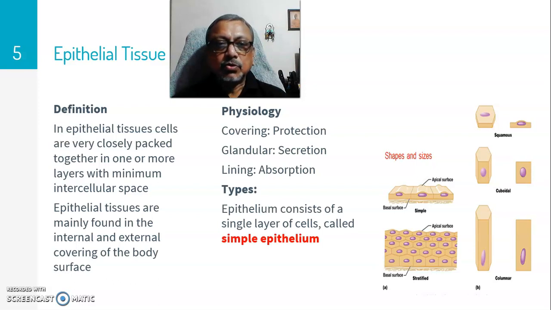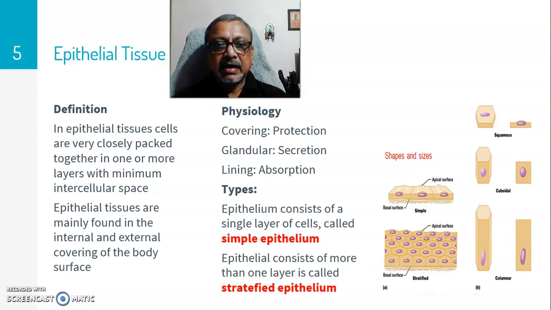There are two types of epithelial tissue. One is simple epithelium and another is stratified epithelium. In simple epithelium, there is a single layer of the epithelium, whereas in the stratified epithelium, there are multiple layers of the epithelium. Stratified epithelium is also called the compound epithelium.